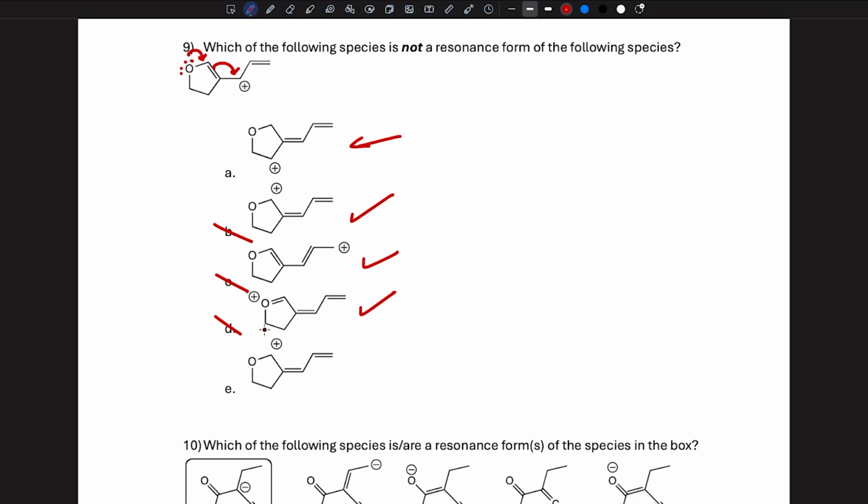And our answer choice E looks like the same choice as B, right? This looks like the same thing, interestingly enough. And so this is definitely also valid. And so A is our invalid choice.